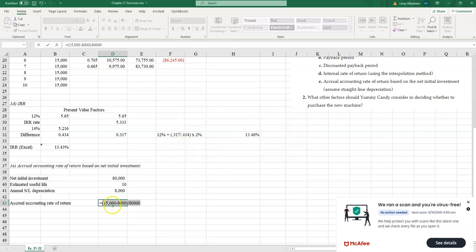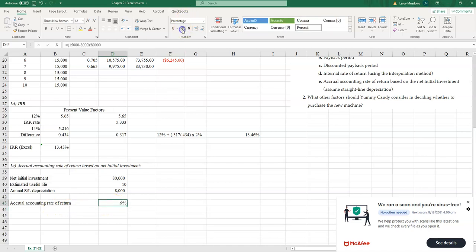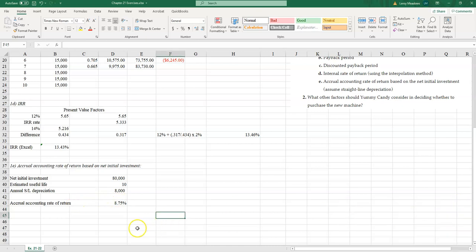Oops. And of course it's wrong because I put a comma in here. There you go. And now my accrual accounting rate of return is 0.0875. Let me format that to be a percent and then move that over. And I see my accrual accounting rate of return is 8.75%. So now I know my accrual accounting rate of return.